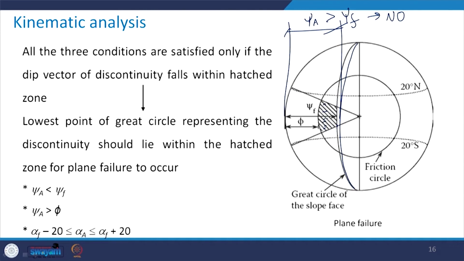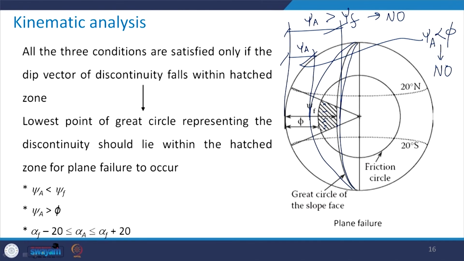So, that is one thing. Second thing is, let us say psi A should be more than phi. Now, say the discontinuity has this kind of great circle. So, what will happen in this case? In this case, this will become psi A, and you see what will happen here? This psi A is less than this angle phi. So, this discontinuity is not lying in the hashed zone. So, again in this case, no failure is going to take place as far as plane failure is concerned.